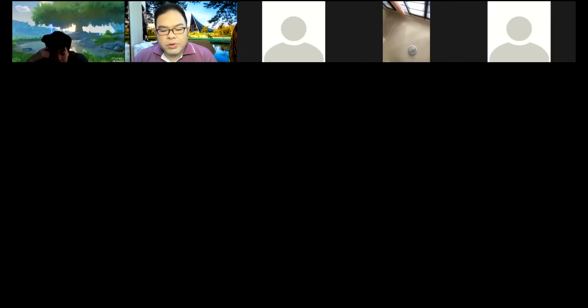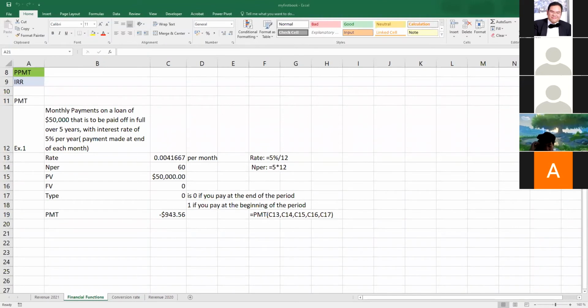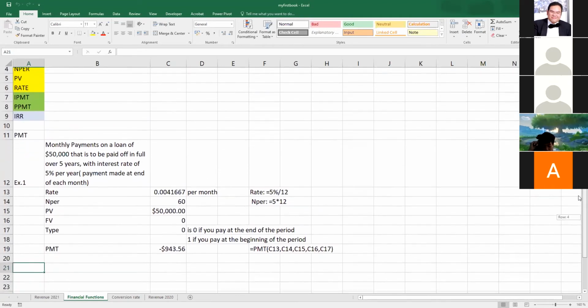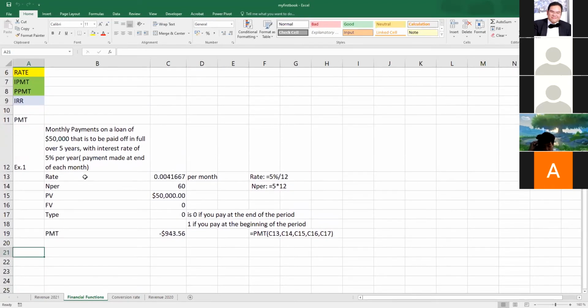We are going to continue talking about what we studied from the last class. In the last class, we talked about the financial functions. We begin with the PMT function, or the payment function. The payment function is a function that we use in order to calculate the payment when we have a loan from the bank, or when we would like to invest our money in the bank.